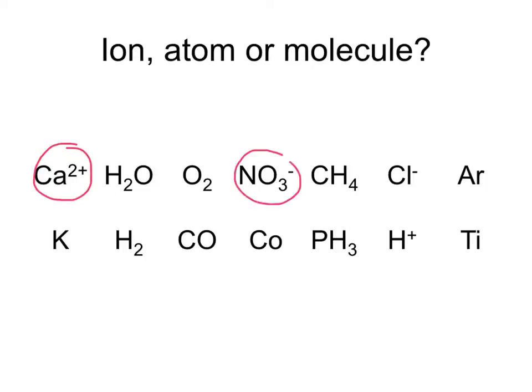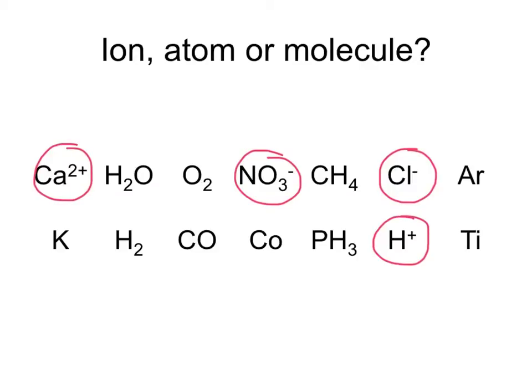Then we've got the nitrate ion here. Now that's a group of atoms with a charge. Then we've got the chloride ion here. That's a single atom with a charge. And finally we've got the hydrogen ion here. So those four are ions because they are atoms or groups of atoms which have a charge.